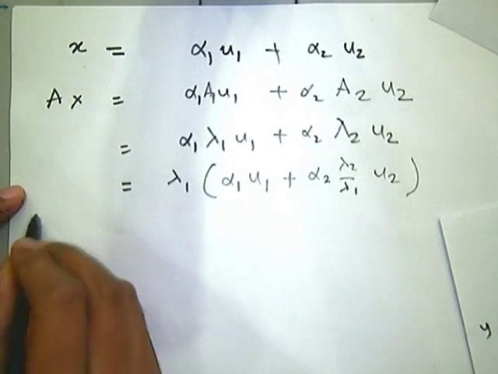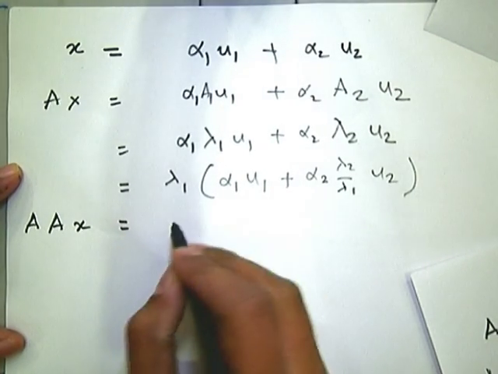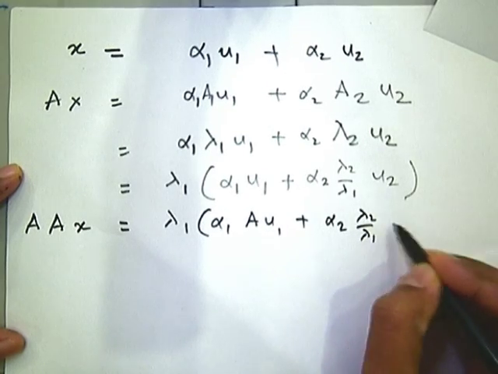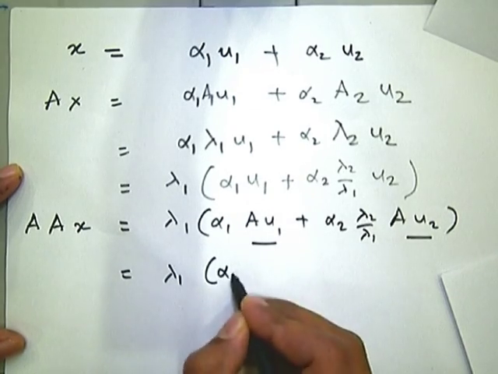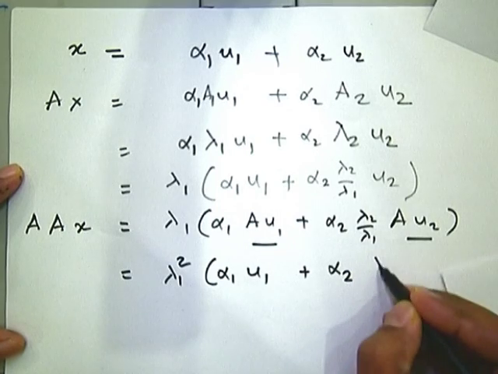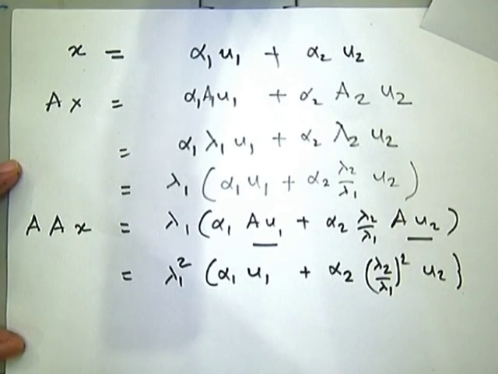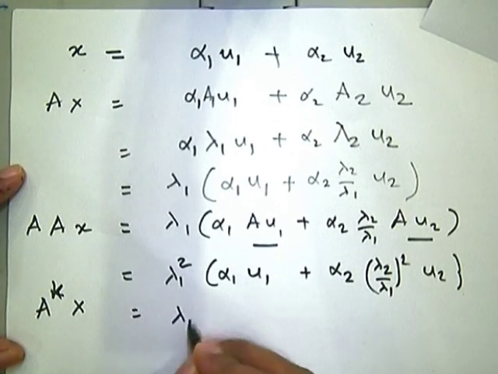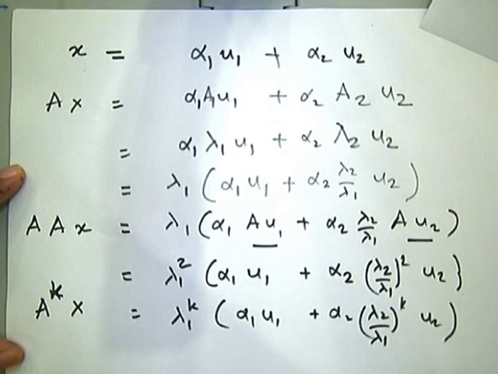Right. Now suppose I say A times A times x. That's what happens if we keep on multiplying. This now is equal to lambda 1 times alpha 1 A u1 plus alpha 2 lambda 2 upon lambda 1 A u2. Again, by replacing those things, I get lambda 1 squared alpha 1 u1 plus alpha 2 lambda 2 over lambda 1, whole squared, u2. In general, if I have multiplied x, say k times, I get lambda 1 to the power k times alpha 1 u1 plus alpha 2 lambda 2 over lambda 1 to the power k u2.